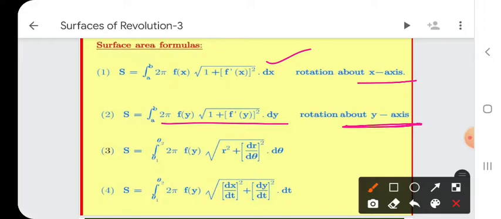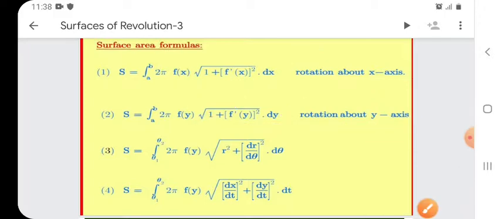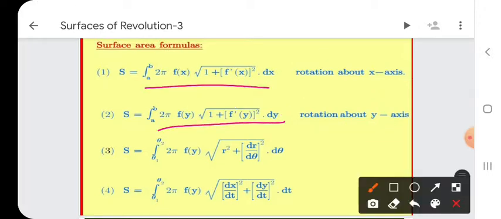Integral a to b 2 pi. Instead of f of x, we write f of y, and root 1 plus f dash, instead of f dash x, we write f dash y whole square dy. These two are in Cartesian form. If the given curve is in Cartesian form, we use these two formulas based on the axis.